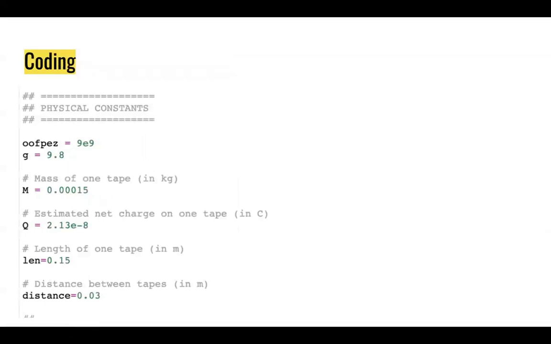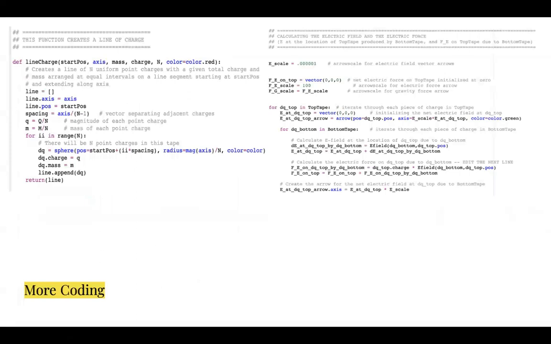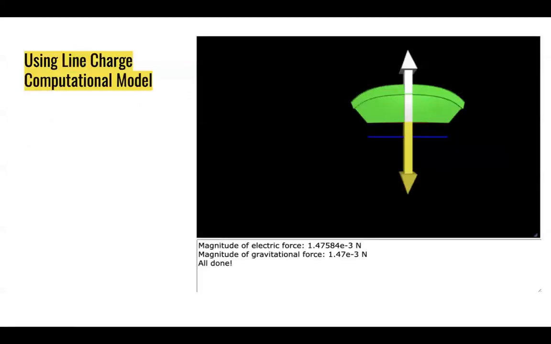This is the coding. Please pause your screen at each thing to look at it. And this is what we use when we use the line charge computational model. Both of them are almost equal. That's what we get when we multiply them.